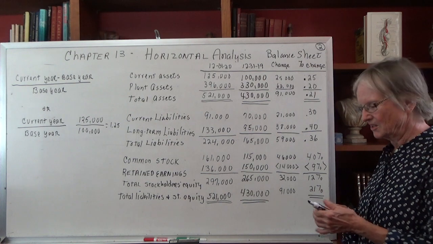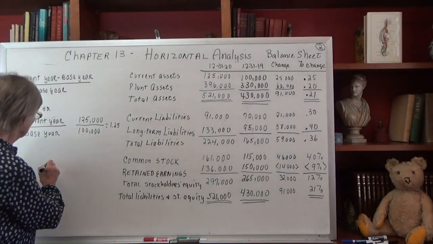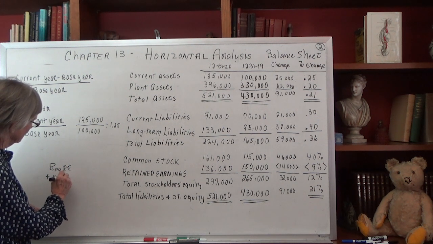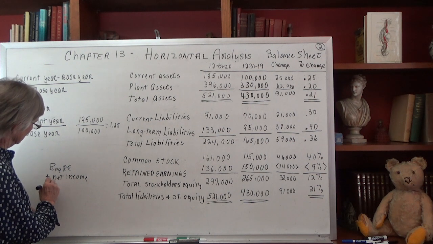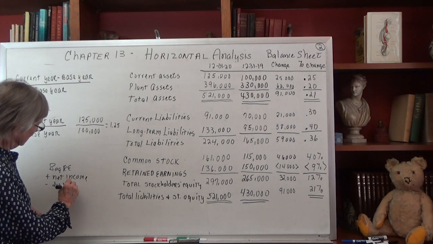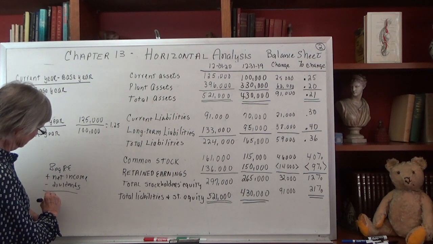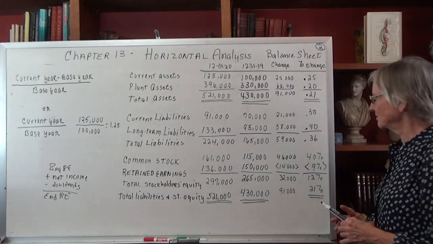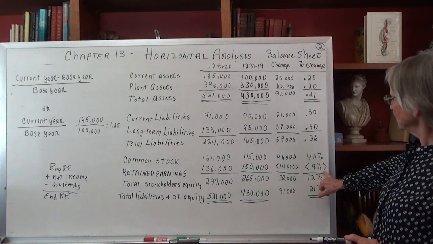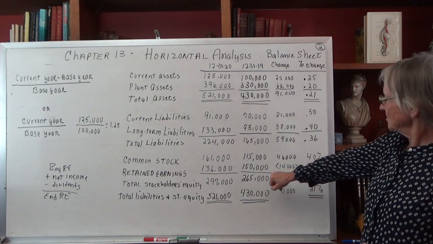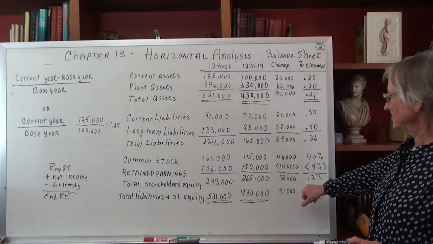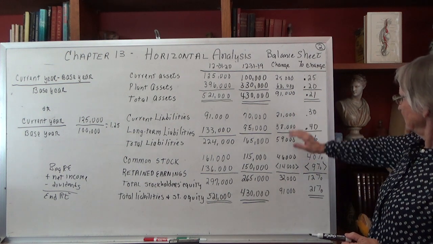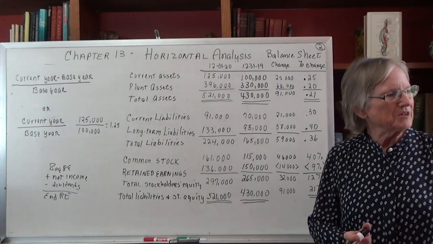Now what's retained earnings? If we remember, we start with our beginning retained earnings, we add net income, right? We deduct the dividends, and we get our ending retained earnings. So this is where our net income comes in. We probably want to take a look at the income statement and see what happened here. We had a decrease in our retained earnings. And total stockholders' equity, just a 12% increase.